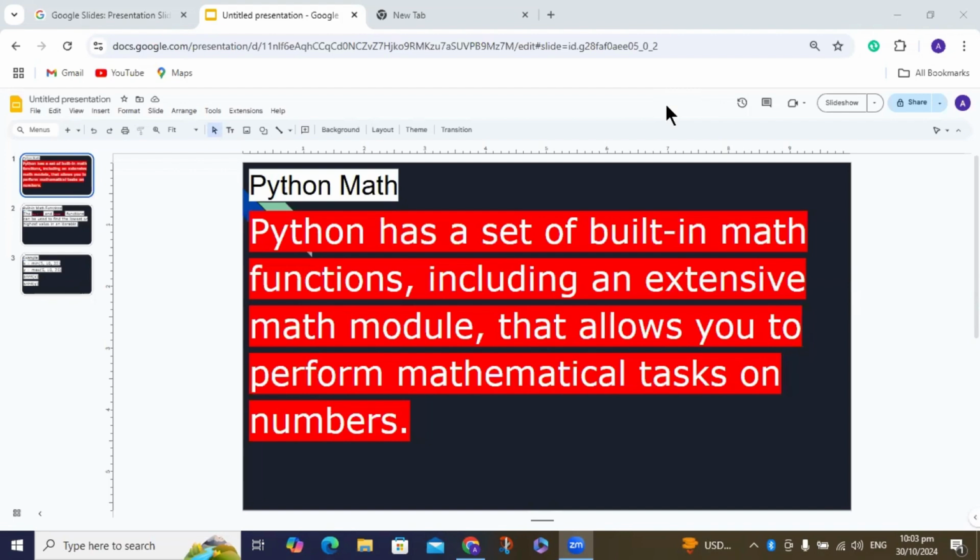So in today's video we will discuss Python math functions. Python has a set of built-in math functions through which we can solve various mathematical problems and tasks. So now let's see an example of this.